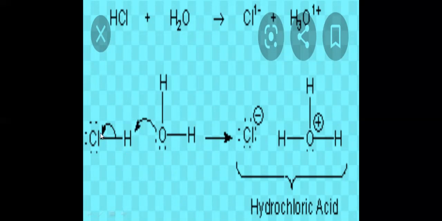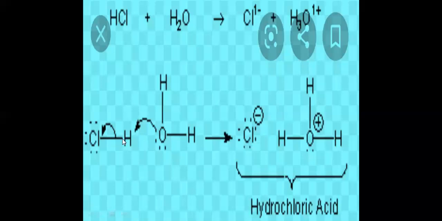As chlorine pulls the electrons from the hydrogen atom and makes it electron deficient, in order to compensate for that deficiency, hydrogen will take or share electrons with the oxygen atom. You know that the oxygen of the water molecule has two lone pairs of electrons, so it can share one of the lone pairs with the hydrogen of the hydrochloric acid.